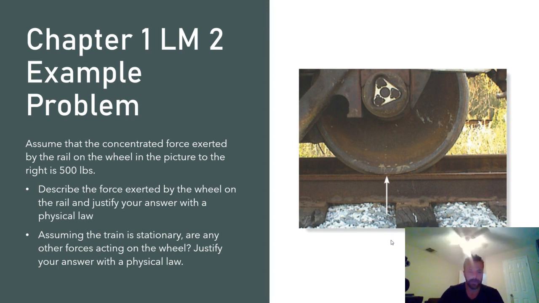So bullet point 2: assuming the train is stationary, are any other forces acting on the wheel? Justify your answer with a physical law. Well, yeah. I should have said the wheel is stationary. If the wheel's not moving and there's 500 pounds pushing up, there must be another force acting on the wheel. And certainly one of those forces, in the absence of other things, is just the weight of the wheel itself. I can always determine that weight by just taking the mass of the wheel and multiplying it by the gravitational constant, as we just showed.